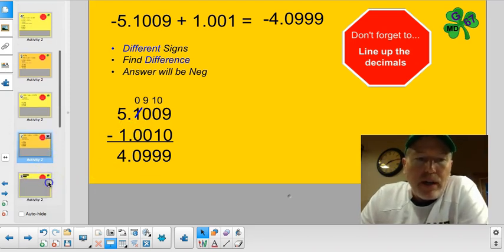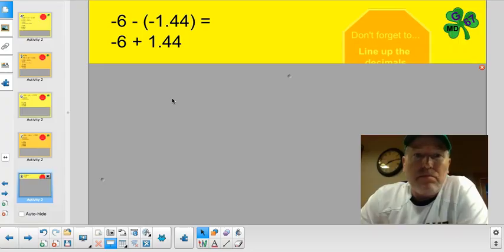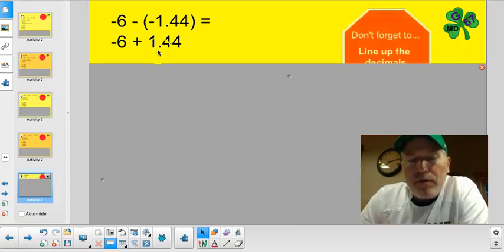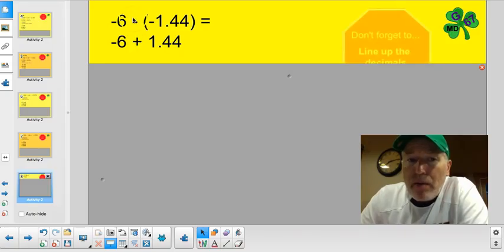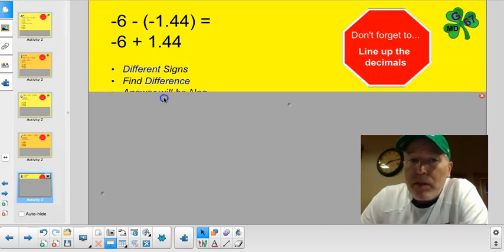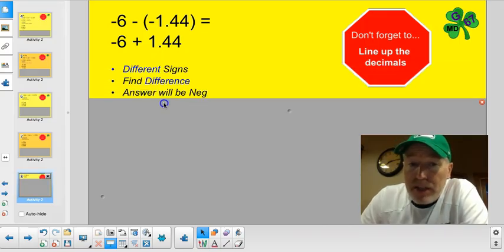Okay, let's go on. How about this one? Yikes. Well, the first thing I'm looking at here is I have a negative minus another negative. What I'm really doing here is taking away a negative, and when you take away a negative, it's really the same as adding. So I've rewritten this problem, changed these to plus signs, so it's really negative 6 plus 1.44. I have different signs, so I have to find the difference again. And this time my answer is going to be negative because I have more negative. The absolute value of negative 6 is greater than the absolute value of 1.44. So I know my answer is going to be negative.